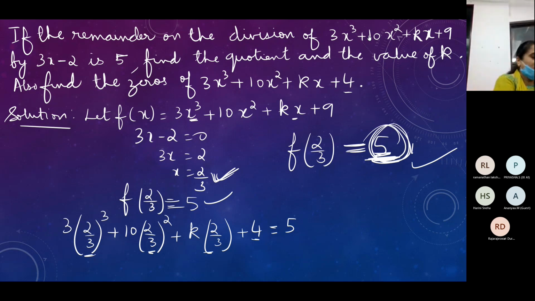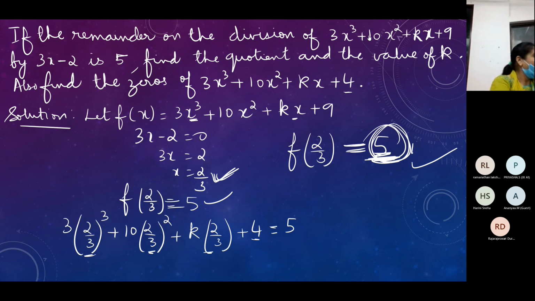Now that you get the value of k, get the polynomial. Use the value of k in the polynomial. Now do the division. Divide that polynomial by 3x minus 2. The remainder will be 5. You'll get the quotient, right?